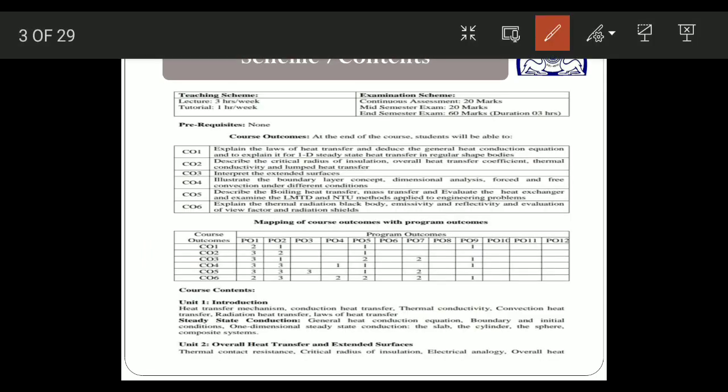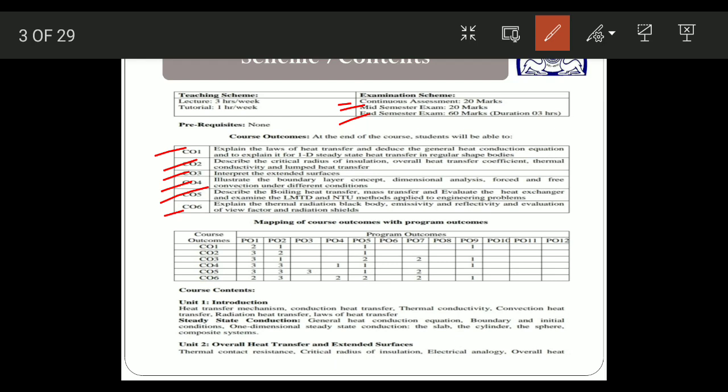Now the content of the subject are as follows. This particular subject is for total 150 marks. Out of that, 100 marks will be for theory. That 100 marks are divided in the following manner: continuous assessment 20 marks, mid semester examination 20 marks, end semester examination 60 marks, and 50 marks for practical. And these are the outcomes, 6 outcomes that will be achieved after completion of the subject.